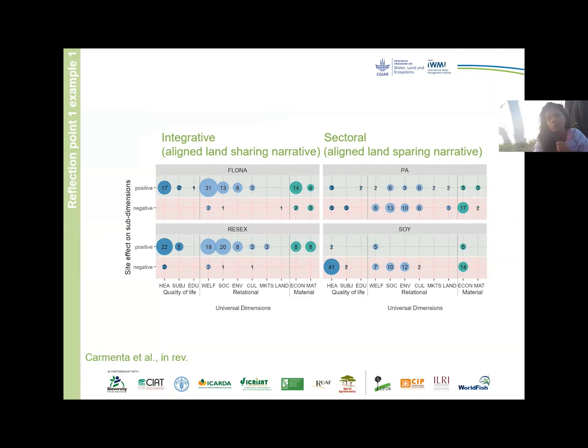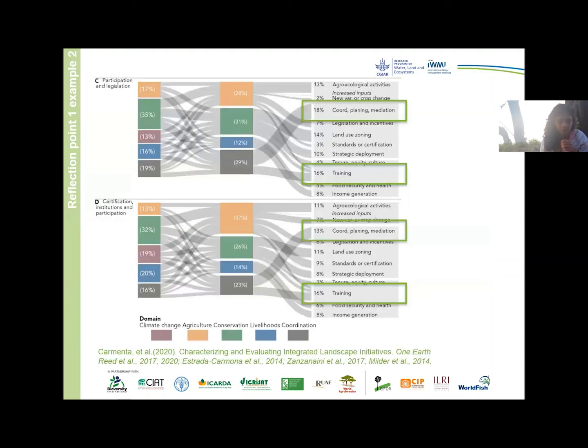And if we measure the success of the more sectoral landscape approaches with hectares, number of hectares protected, or with the yield attained, the story of success will be different. So again, how we can get better at capturing those direct or indirect effects on human well-being beyond material aspects.